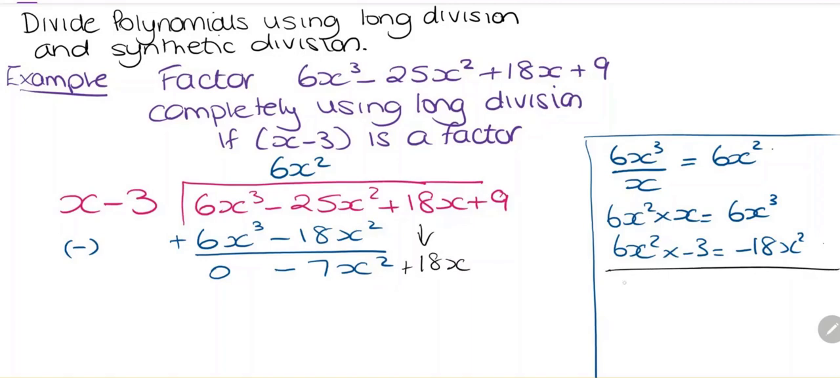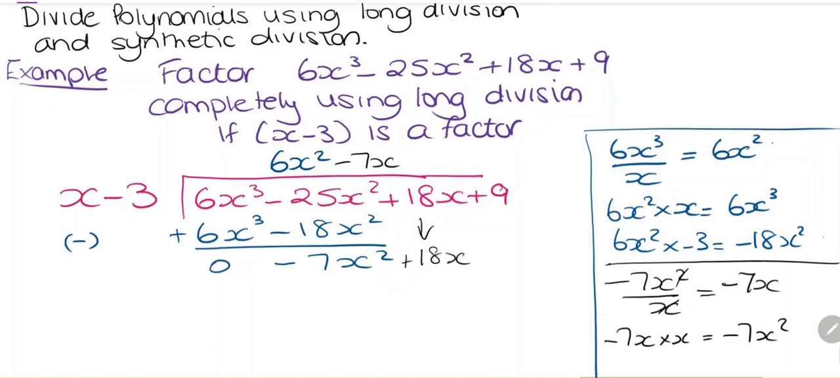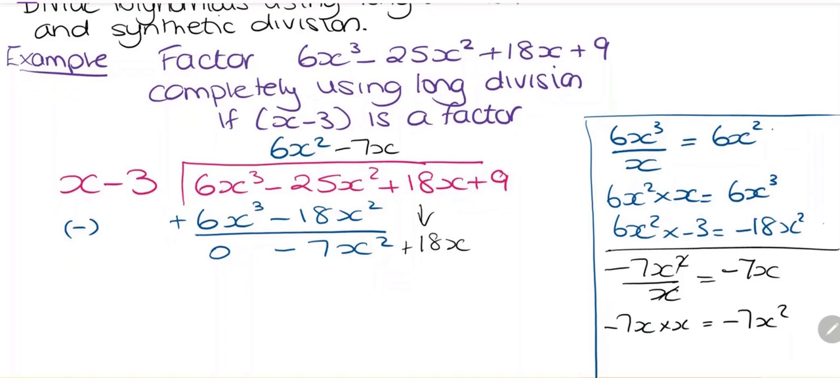So I've got minus 7x squared and I divide by x, so this is going to be minus 7x. Minus 7x multiplied by x is minus 7x squared, and then minus 7x multiplied by minus 3 is plus 21x. So I can write this down, minus 7x squared and plus 21x.